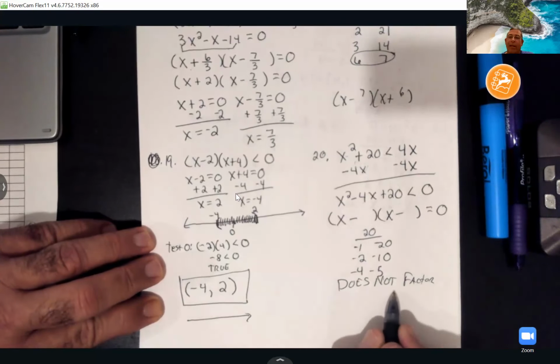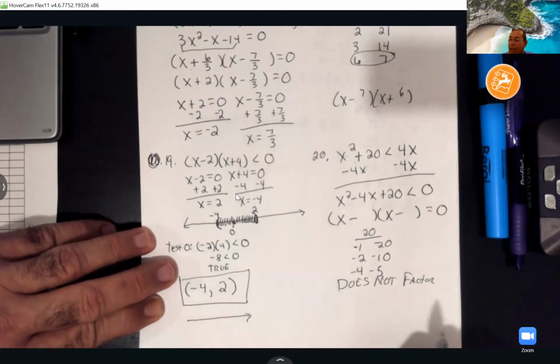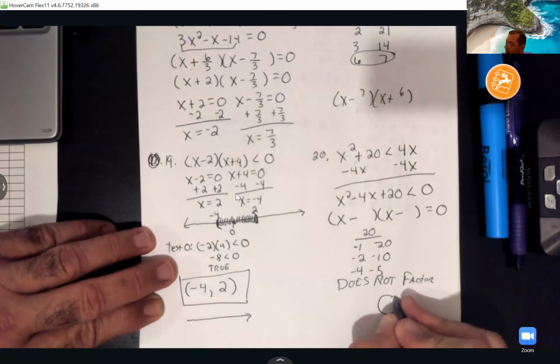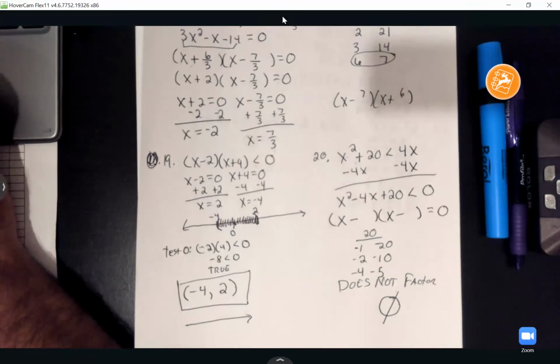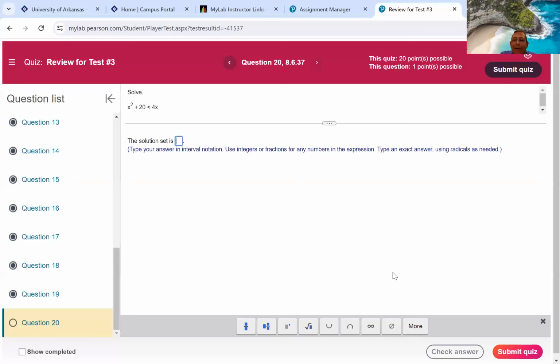Remember, when it did not factor, we said this was a no solution, the 0 with the line through it. Yes, I messed up on this so many times. I was so mad. I'm like, you petty, you just want a 0 with a line through it. I kept putting 0. Oh yeah, it's right there, the empty set they've got down here.